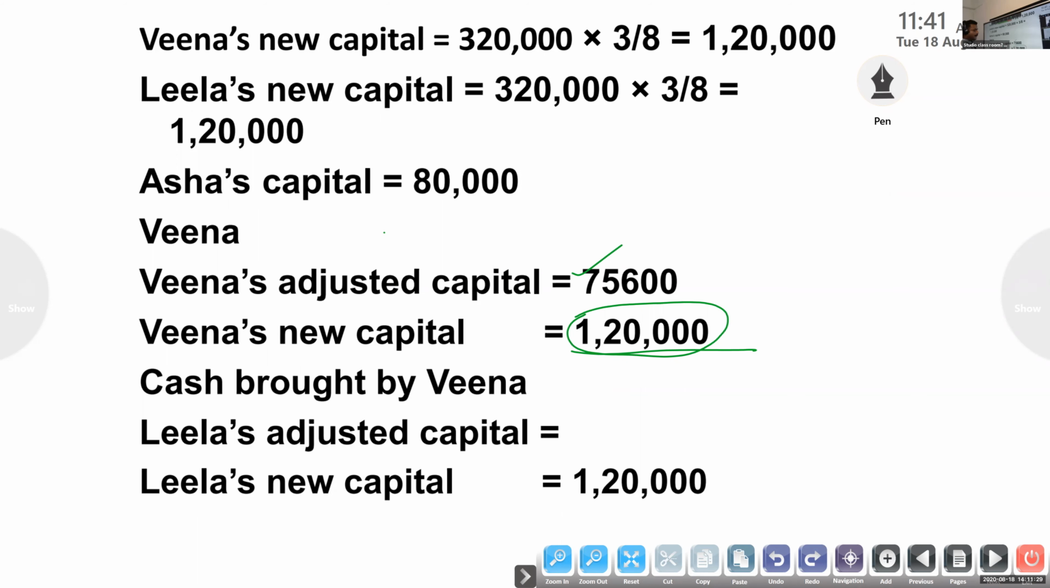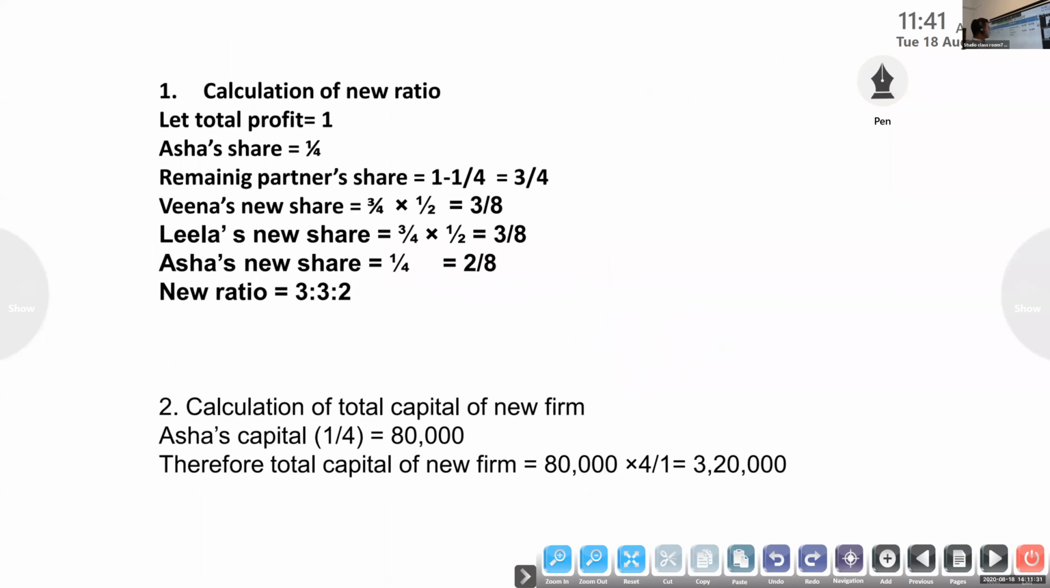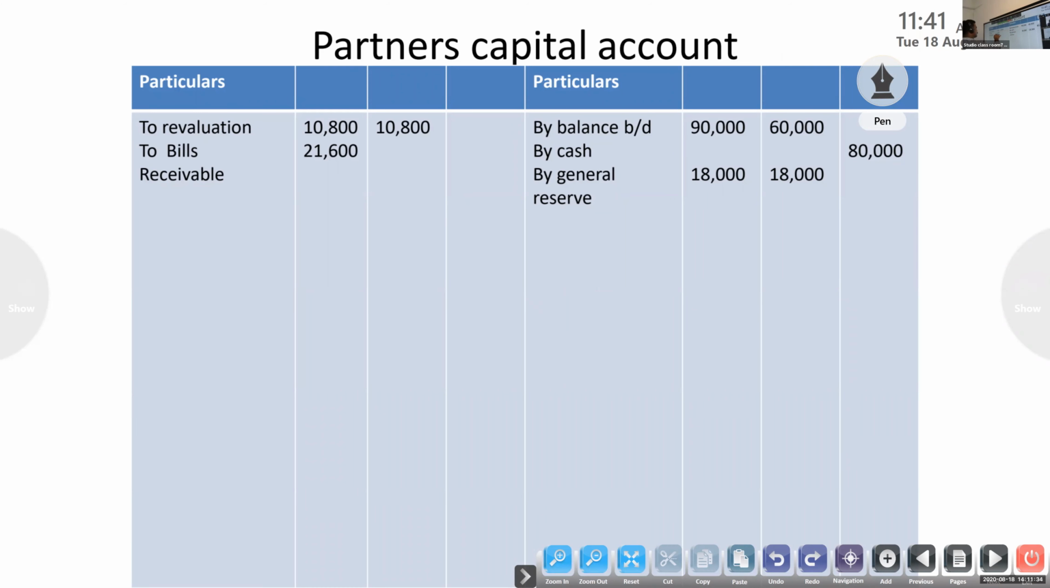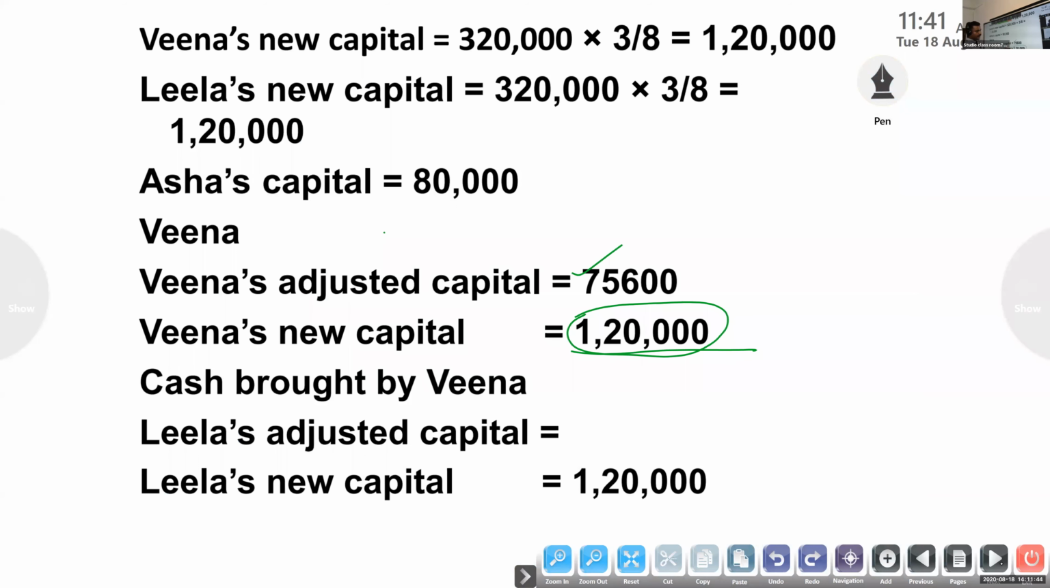If you find the balance amount, 1,08,000 minus 10,800 minus 21,600. Normally we calculate balance as credit minus debit. That amount is 75,600, but her capital should be 1,20,000. So whether she has to bring or can withdraw, the answer is bring. The difference amount is 44,400. Yesterday we said she has to bring 44,400, so she has to bring.